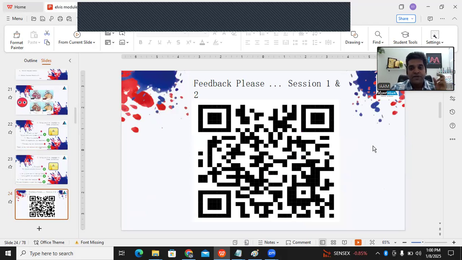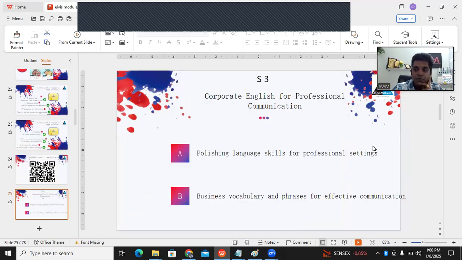Then the next one. These are all feedback forms, guys, that I had generated for them to give their feedback. You can also do the same. Session 3 is about corporate English for professional communication. Because at times the English that we use is very house English, what we speak at home, but the same cannot be used with clients, because there the relationship is very formal. Under that, I had covered two areas: polishing language skills for professional settings, and business vocabulary and phrases for effective communication.